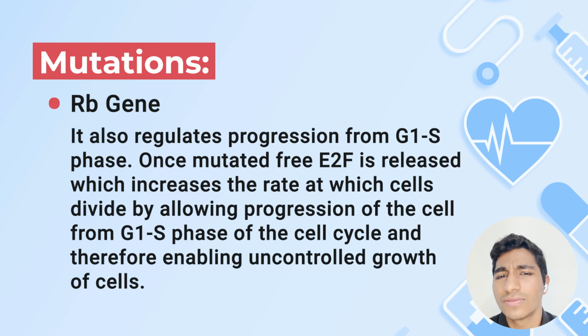The RB gene also works in a very similar way. It actually regulates the progression of the cell cycle from the G1 to S phase. And once mutated, it releases a factor, right? And this factor is what basically protects your body from this abnormal growth rate.